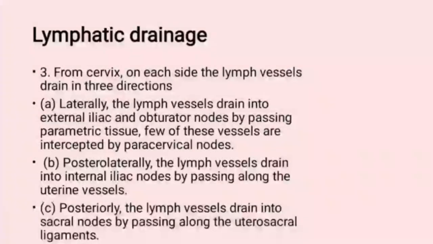From the cervix, on each side the lymph vessels drain in three directions. Laterally, the lymph vessels drain into the external iliac and obturator nodes by passing through the parametrial tissue. Few of these vessels are intercepted by the paracervical nodes. Laterally, the lymph vessels also drain into the internal iliac nodes by passing along the uterine vessels. And posteriorly, the lymph vessels drain into the sacral nodes by passing along the uterosacral ligament.